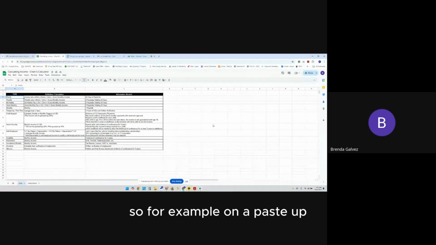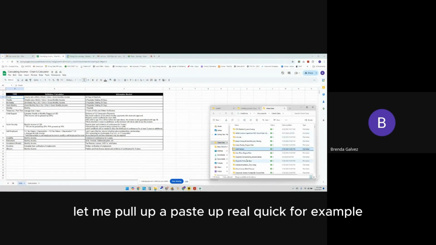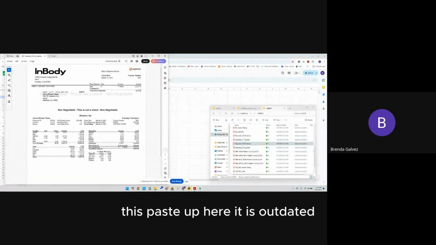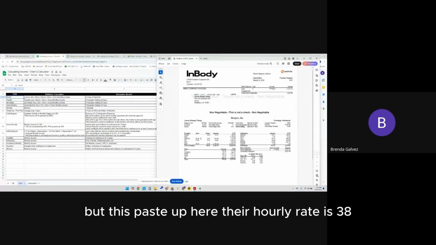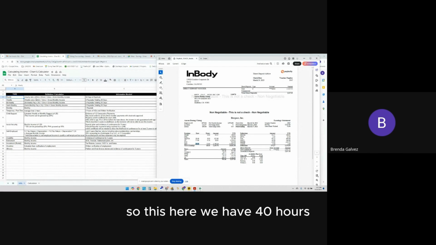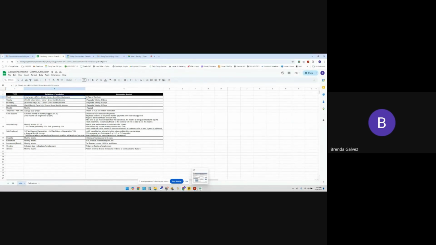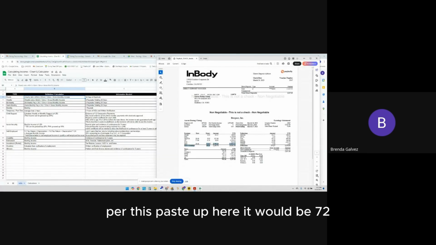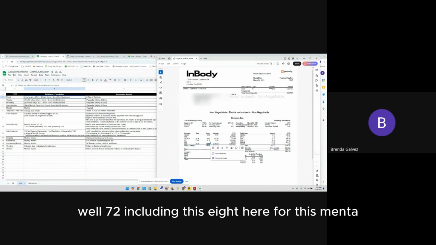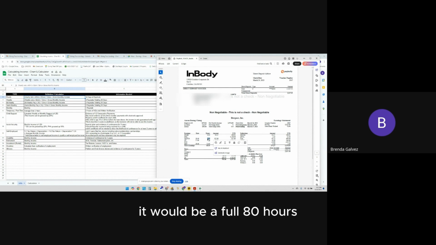Okay. So if you're getting paid hourly, it's going to be the hourly rate. So for example, let me pull up a pay stub real quick. This pay stub here is outdated, but their hourly rate is 38. It's multiplied by the hours. Here we have 40 hours. Per this pay stub it would be 72. Well, 72 including this 8 here for this Menta, it would be a full 80 hours.